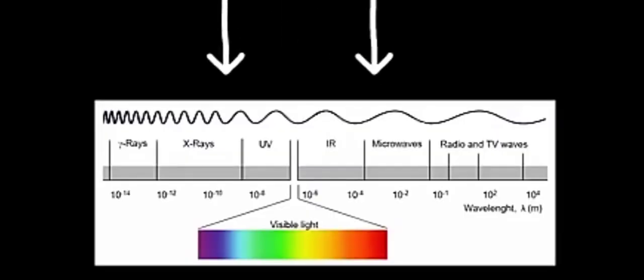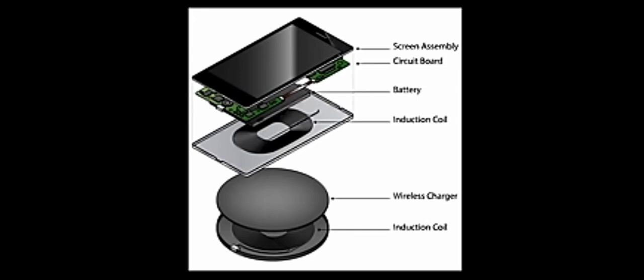Depending on the frequency, the human eye can actually see this. It's called light, but most of the spectrum is invisible to the human eye and is used for things such as Bluetooth, wireless charging, and confusing human apes into thinking magic is real.